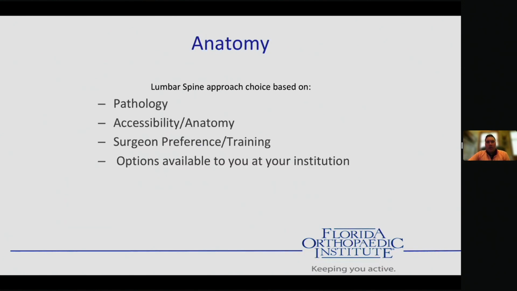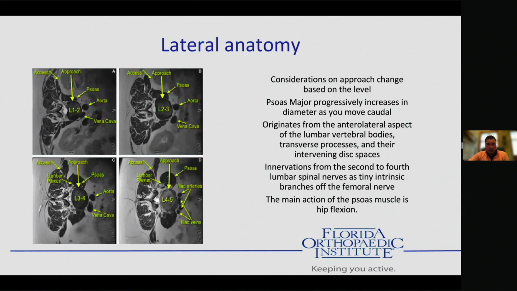So obviously, the lumbar spine approach is based on anatomy, the patient's pathology, their specific anatomy and accessibility to obtain a fusion, as well as surgeon's preference and training and the options available at your institution. And as we're all well aware, the lateral anatomy plays a big role in the treatment as well as the complications that we obtain in lateral surgery. Obviously, we're traversing the psoas major, which is the main hip flexor, and can be a main cause of some of the complications and side effects we see in lateral approaches.